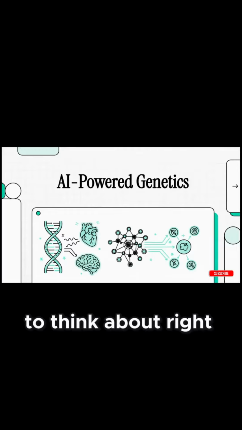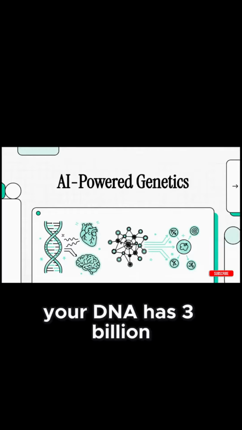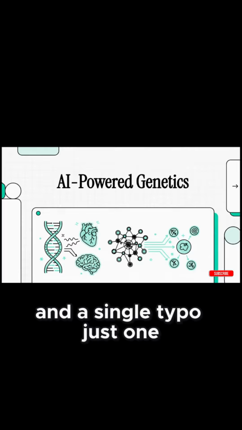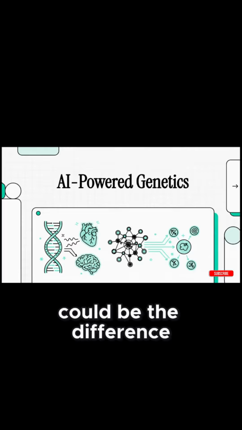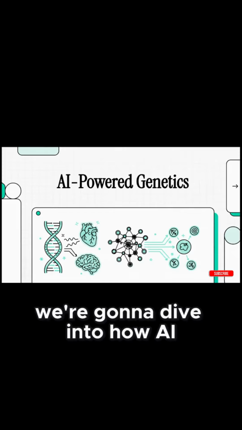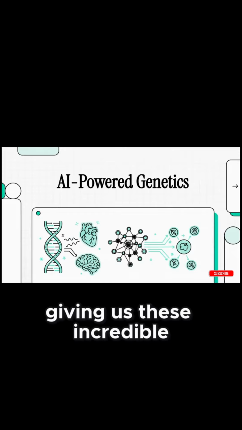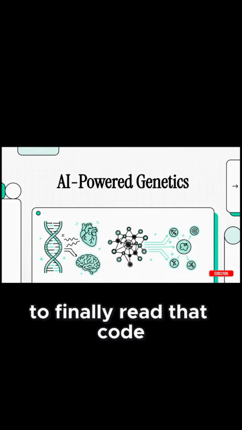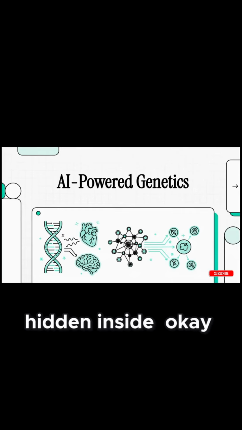It's pretty wild to think about, right? Your DNA has 3 billion letters in its code, and a single typo, just one, could be the difference between health and a serious disease. So today, we're going to dive into how AI is giving us these incredible new tools to finally read that code and find the clues hidden inside.